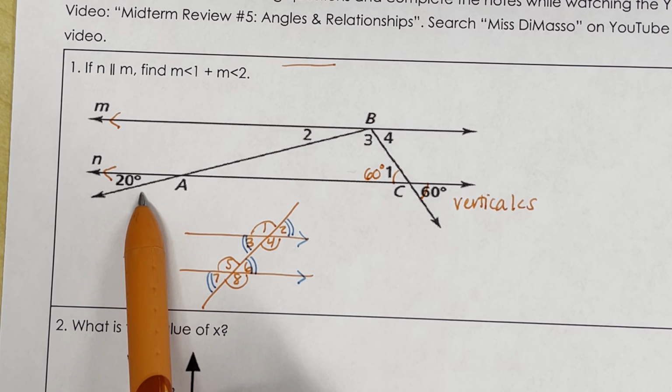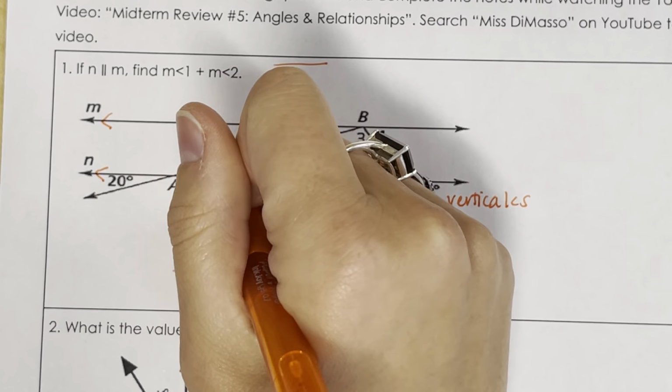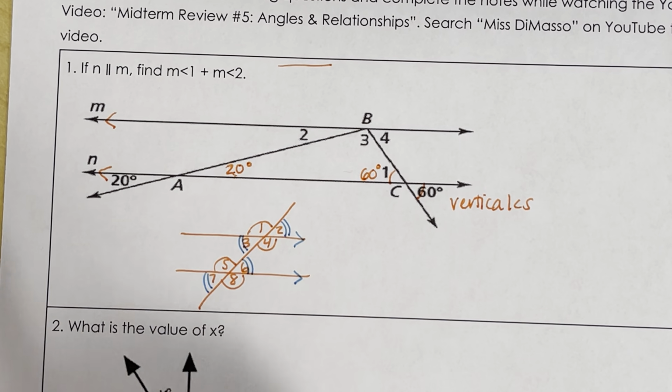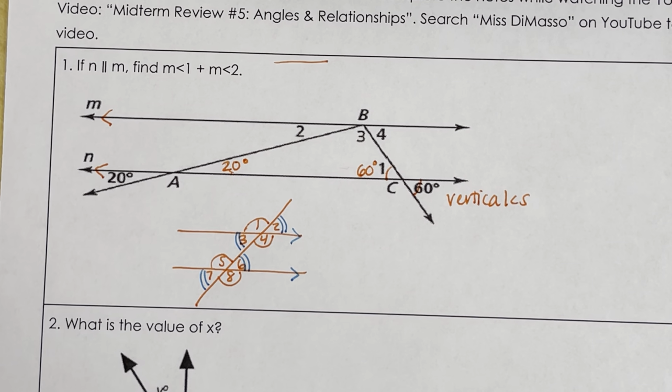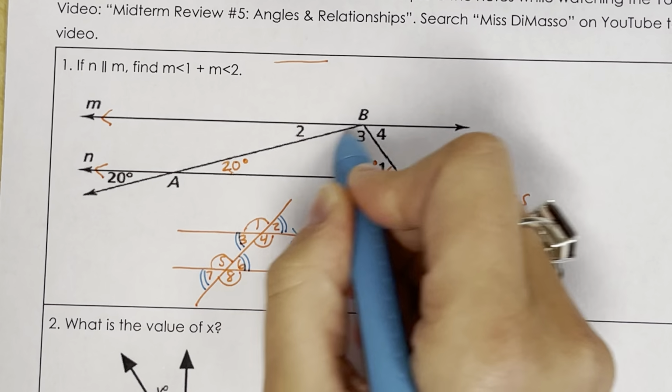I can do the same thing over here. I see that this is 20 degrees here, which means this one over here is also 20 degrees. And so even though it's not necessarily an angle that I'm being asked for, the more information you can put into your picture, the better. Now, what I also notice is there's a triangle right here. Right triangle A, B, C.